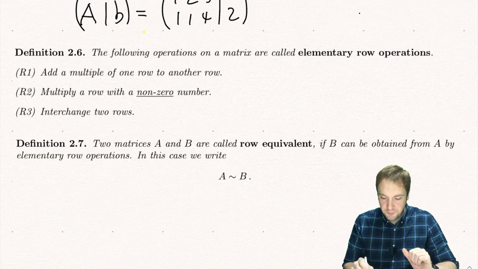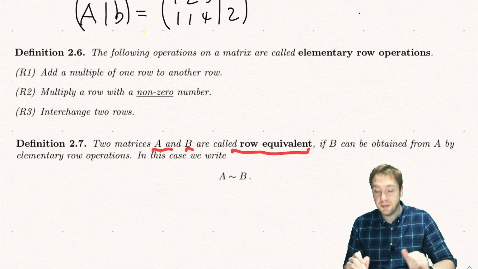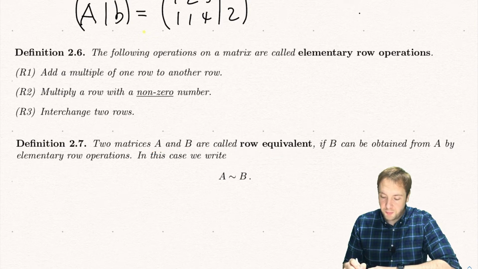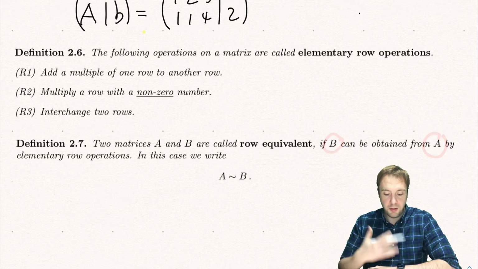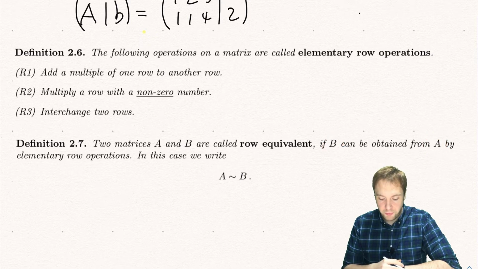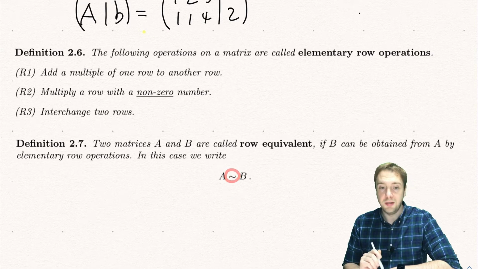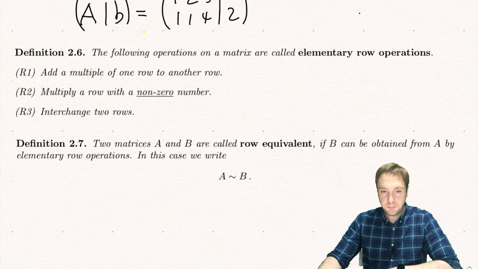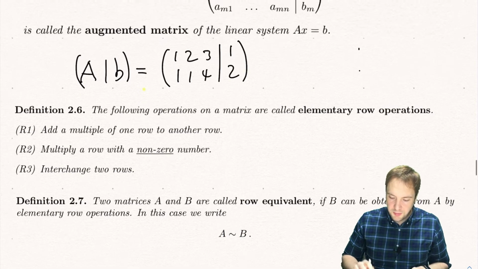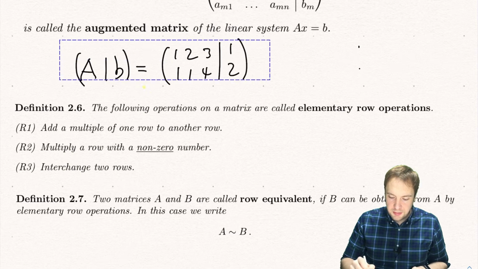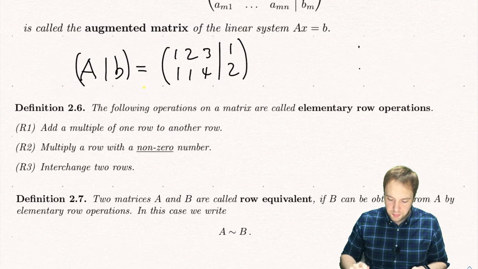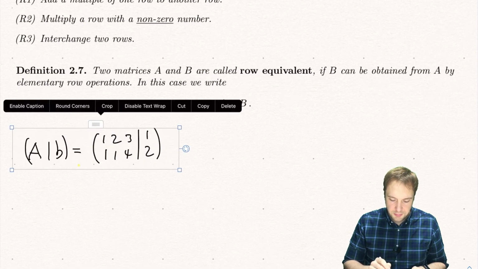So if I have two matrices A and B, they are called row equivalent if I can obtain this matrix B from this matrix A by applying certain elementary row operations. And then the notation we use is this thing here: A is row equivalent to B. So therefore, we will now use the following notation.